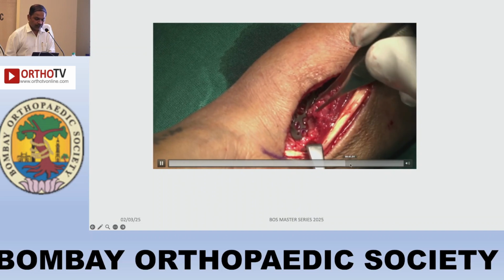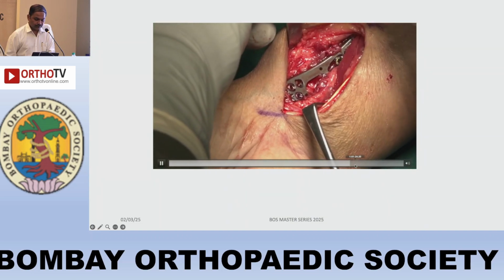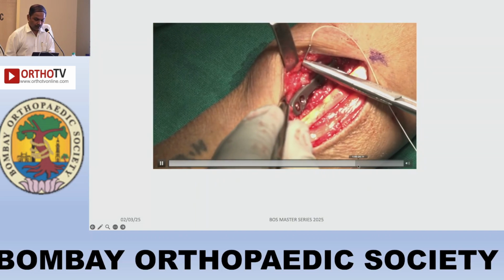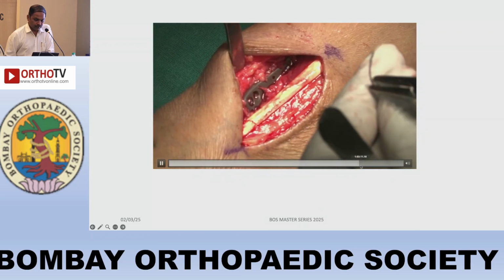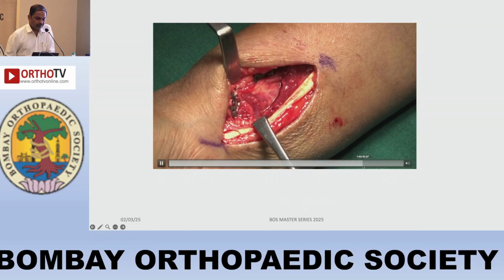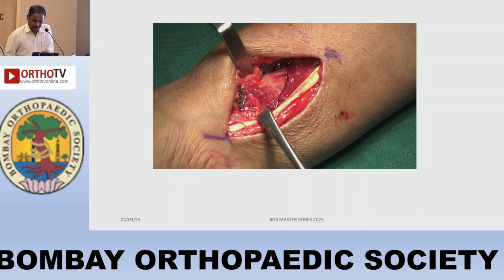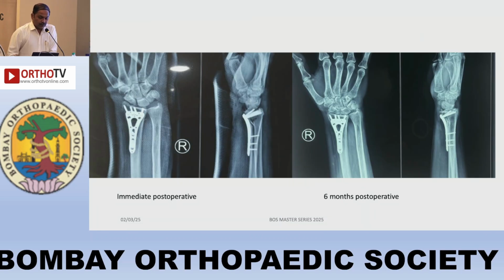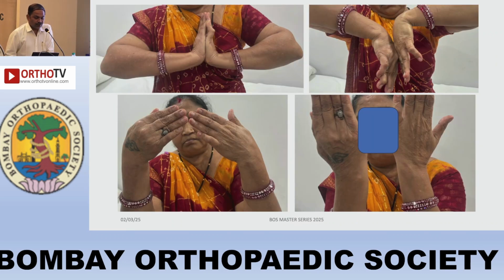And subsequently the pronator quadratus closure. I could cover the implant well with the pronator quadratus closure. This is immediate post-op and 6-month post-operative. She went on to heal well with good function, and with good medical backup and stabilization, she's back in active function now.